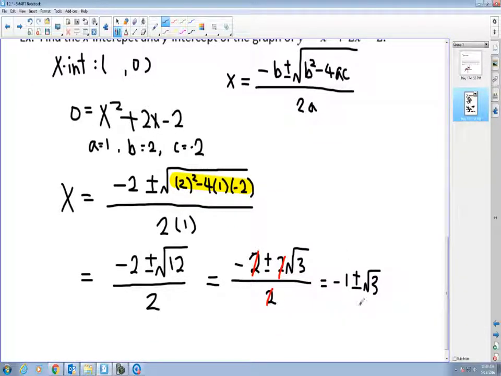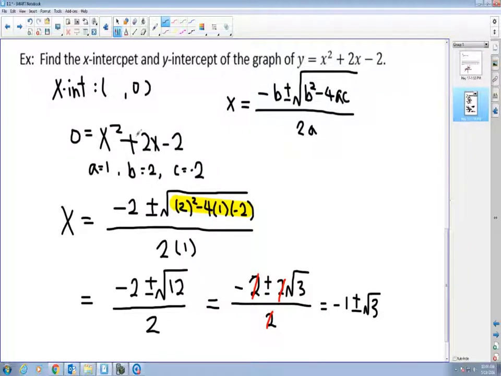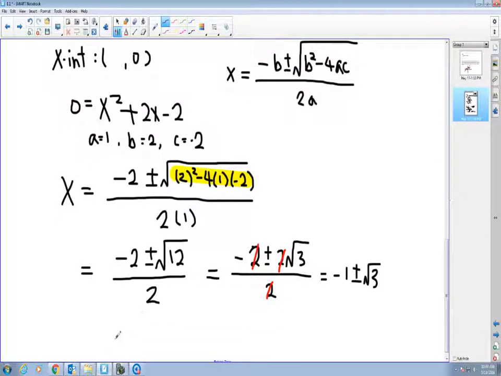All right, so this will be my x-intercept. So my x-intercepts turn out to be (negative 1 minus the square root of 3, 0), and the other x-intercept is (negative 1 plus the square root of 3, 0).